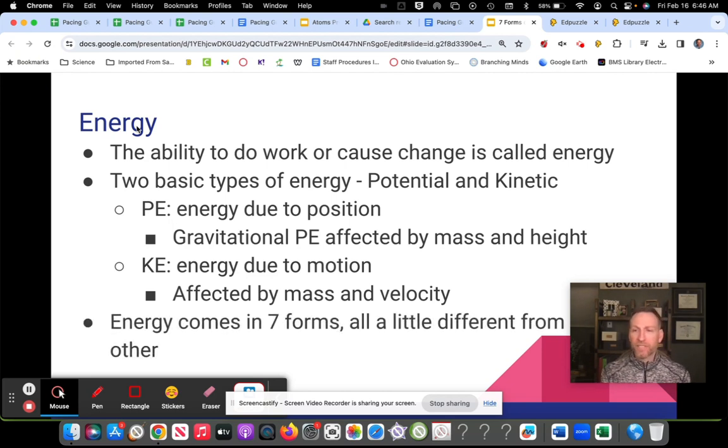Okay, last bullet here. Energy comes in 7 forms, all of them a little different from each other. They're all energy, right? That's why they're in this unit. That's why they're on this flip chart, but they're all a little bit different from each other. So we're going to focus more on the differences than how they're alike.